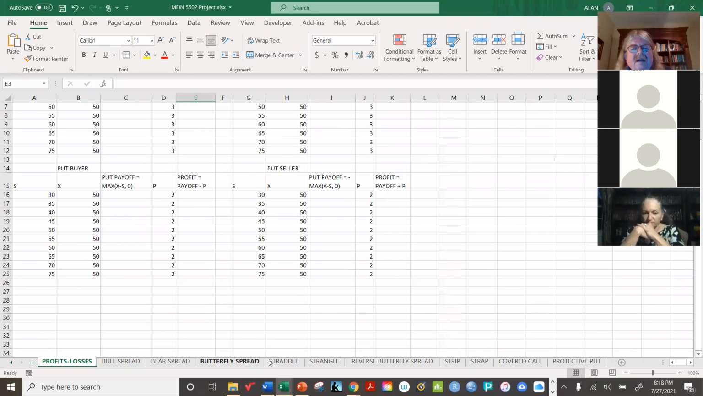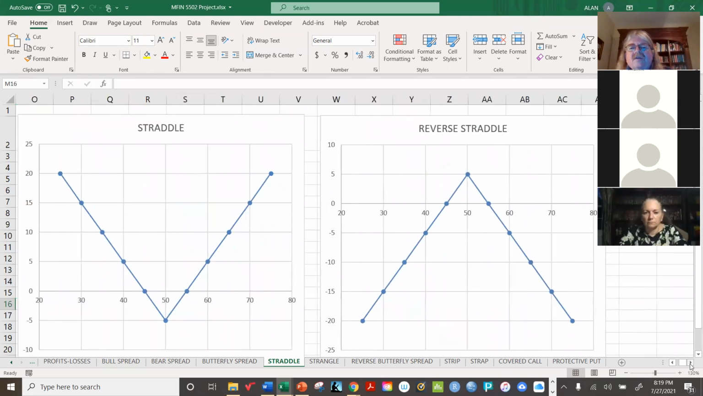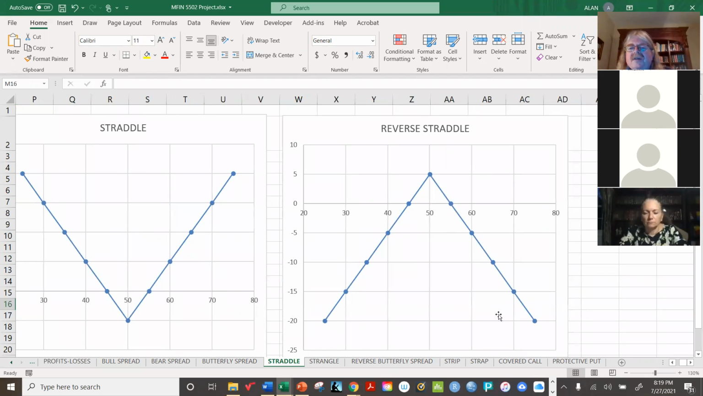It's too bad we don't have more time for this. It's really interesting. Some of these, oh, there's our old friend, the straddle. By the way, look what happens when you do not buy the call and the put, but you sell them both. You have what's called a reverse straddle, and it's just a big upside down V. And here you only make money if the price stays in a narrow range, and you lose if it goes outside that range.